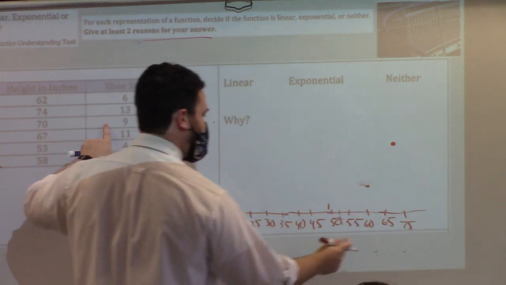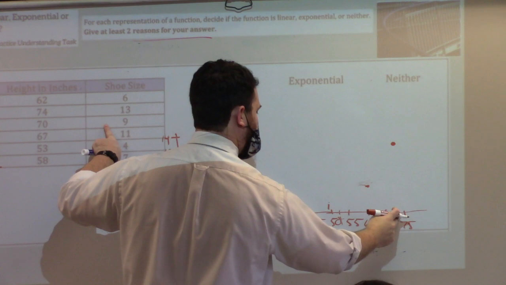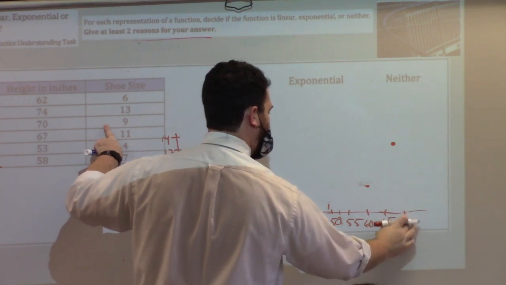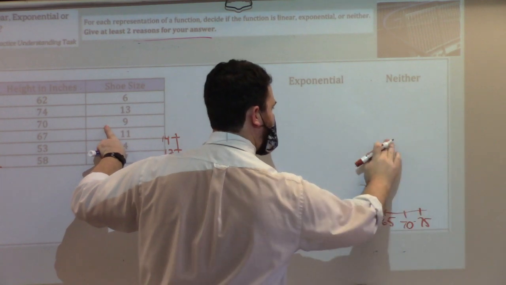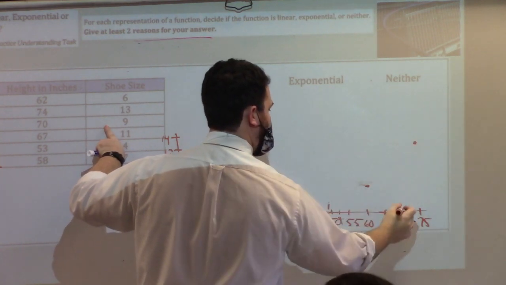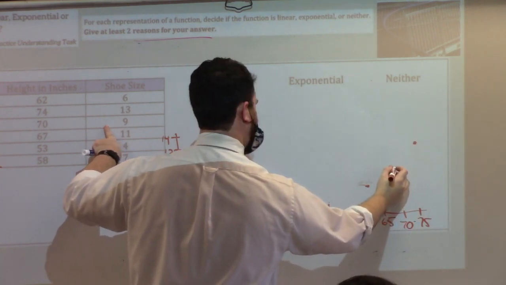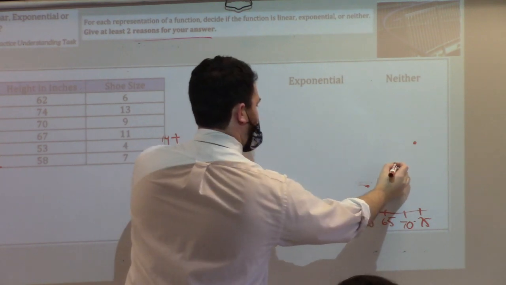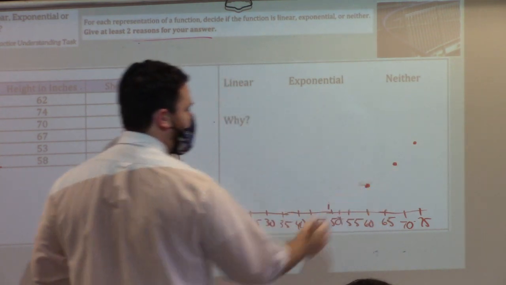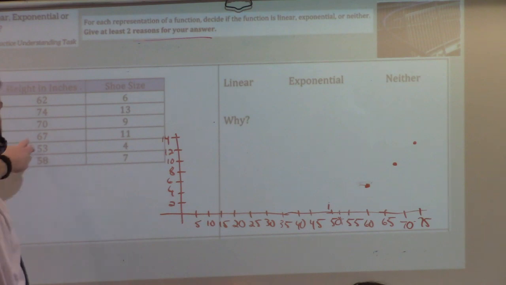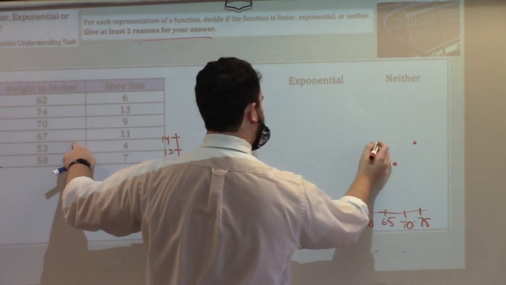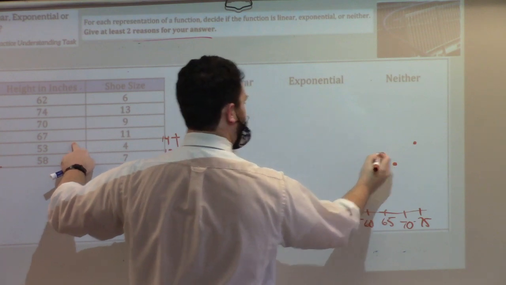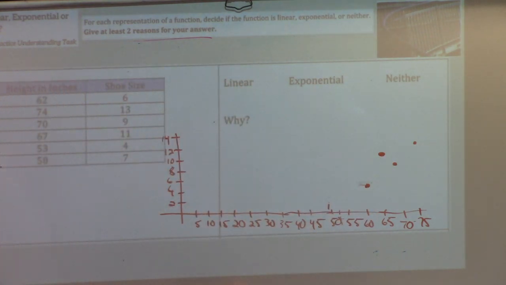Height of 70 gives a shoe size of 9. Did I just skip 70? Be way easier with graph paper, but right, so far it's looking a little linear, but then 67 has a shoe size of 11. Does that look linear to you? That just don't make sense.